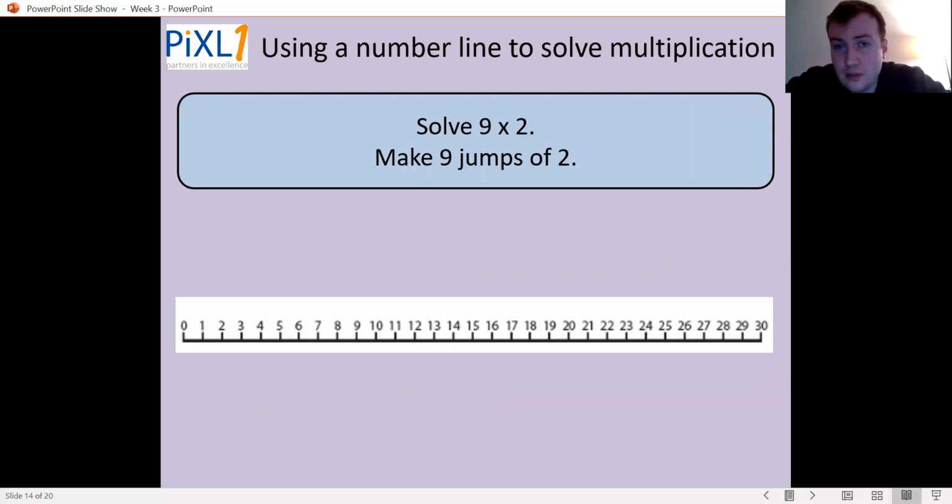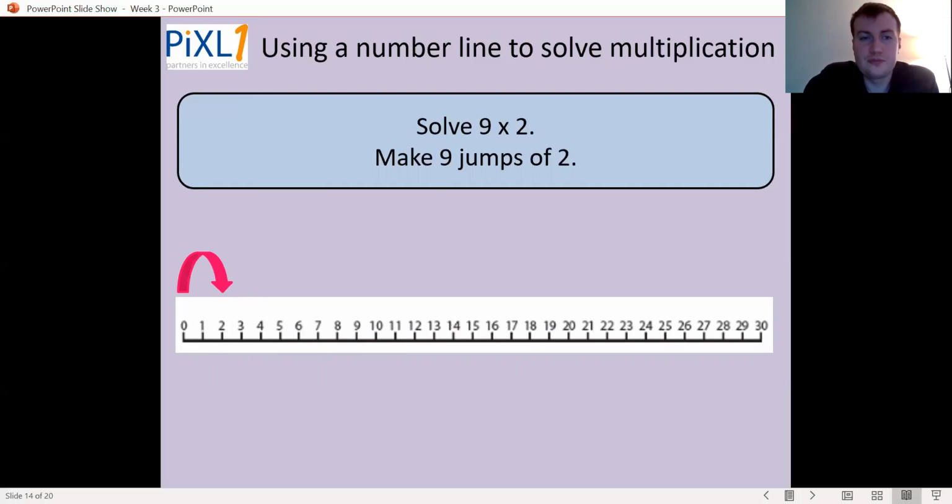Okay, you don't have to use a number line. I'm just showing you all the different ways you can use to solve a question. So it's 9 times 2. Remember, we did talk about this in school, where you start at 0 and you do 9 jumps counting in your 2s. So you go 2, 4, 6, or just work out your own way. All right? Pause the video, have a go. 9 times 2.